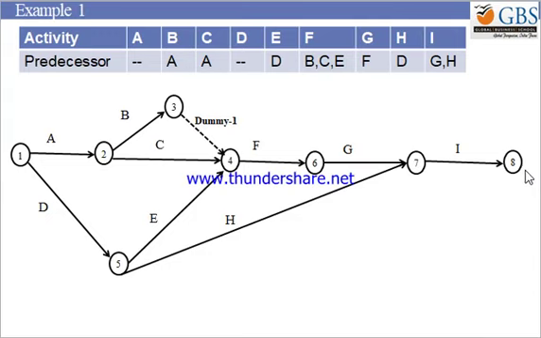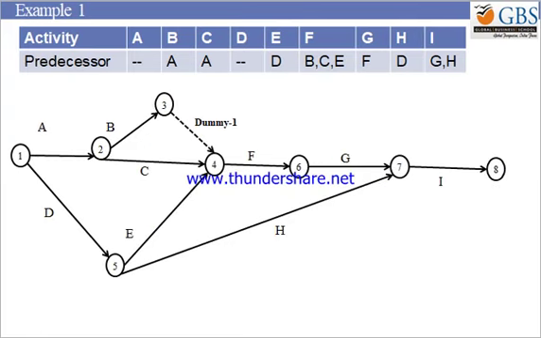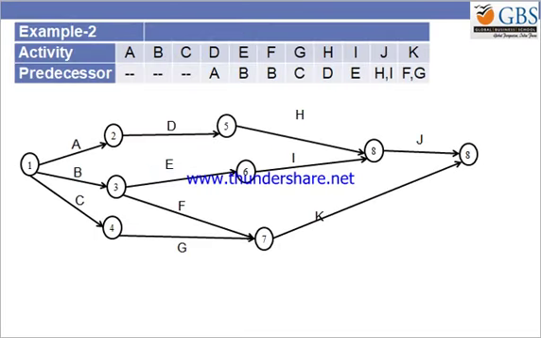I think we need to go ahead with such kinds of examples. I tried to draw example 1. Now example 2, I'll not redraw it, I already drew it for you. Look at that. A, B, C have no predecessor, so they start from 1. D has predecessor A. E has predecessor B, and F also has predecessor A. This is a burst case. Then G has predecessor C. This is a join case. This is a merge case.